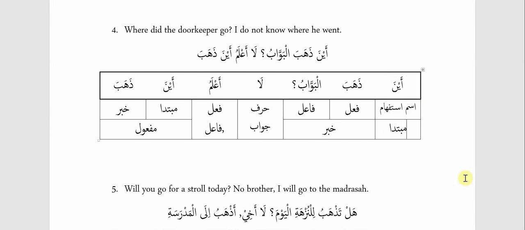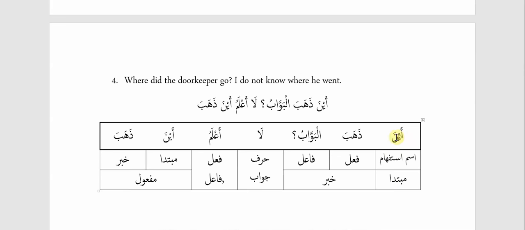And as we know, nominal sentences are mubtada khabar. They are subject and predicate. Subject is "where", so you're asking where something is. And your khabar, the extra information about that, is you're asking where this specific person went: ذهب البواب. So khabar can, as you can see, be a full sentence.